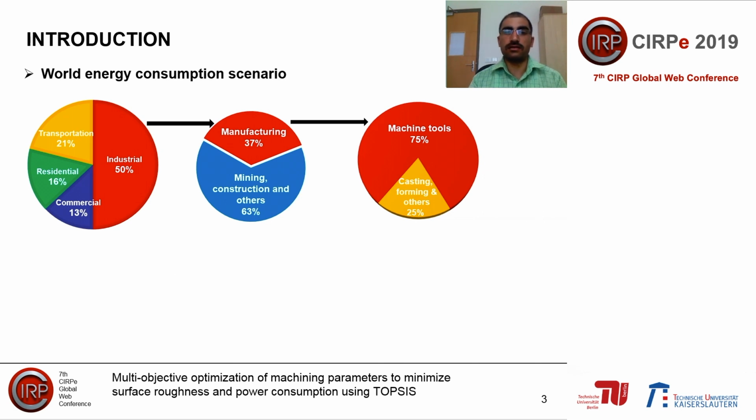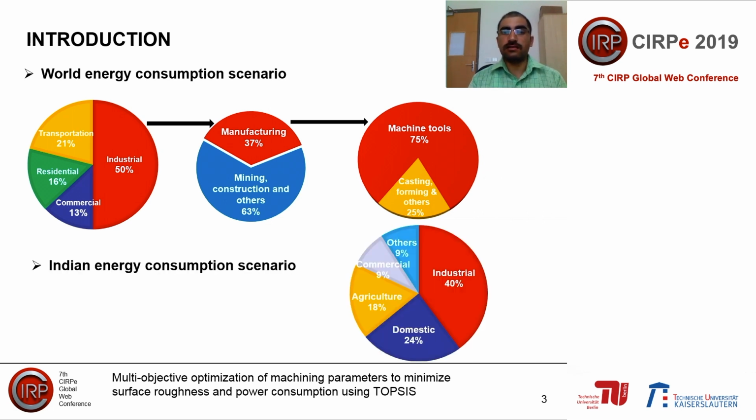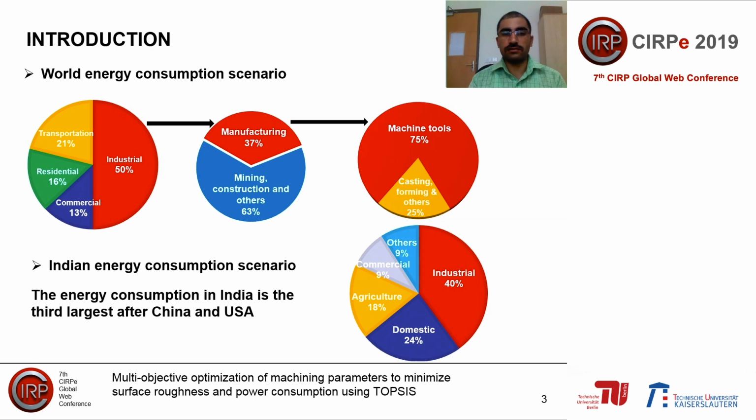This pie chart represents the energy consumption of India in major sectors. The domestic sector accounts for 24%, agriculture 18%, commercial 9%, and others 9%. In the case of India, the industrial sector is also a major energy consumer, accounting for almost 40% of energy consumption. Also, the energy consumption in India is the third largest after China and the USA.